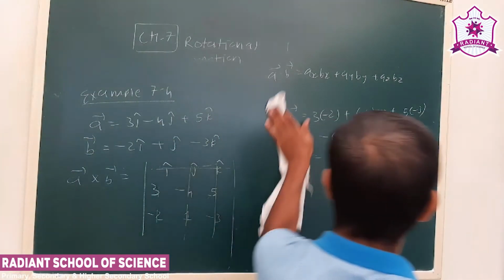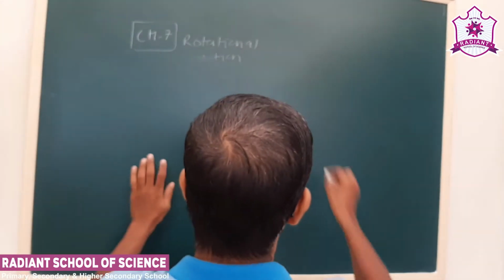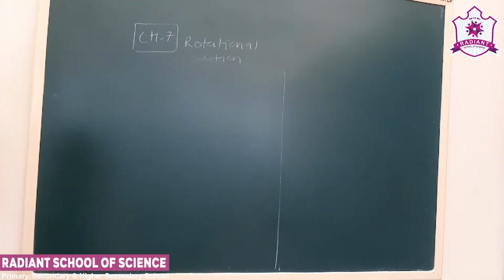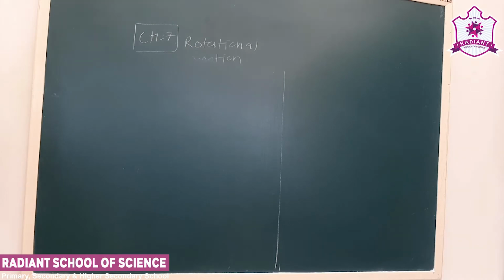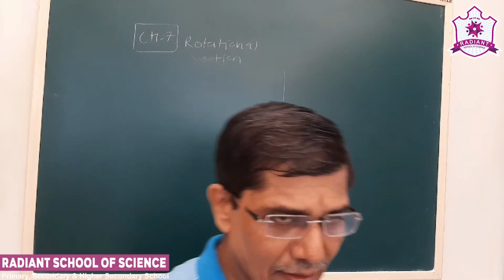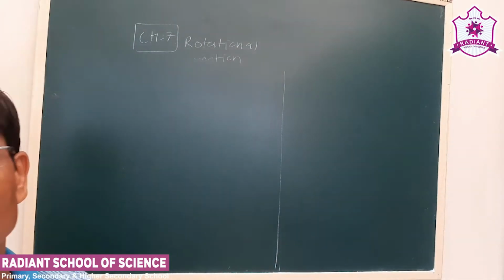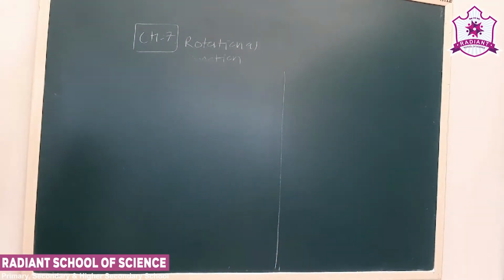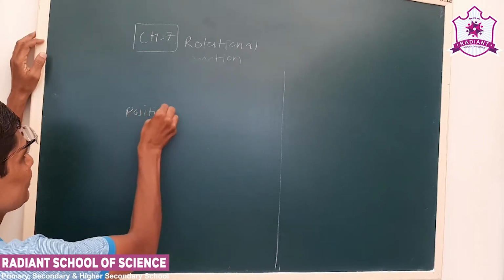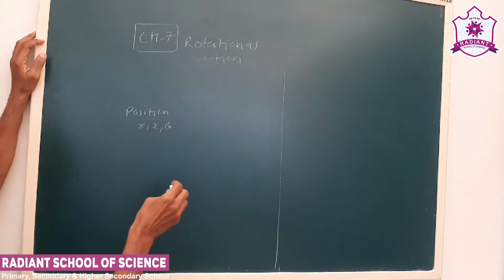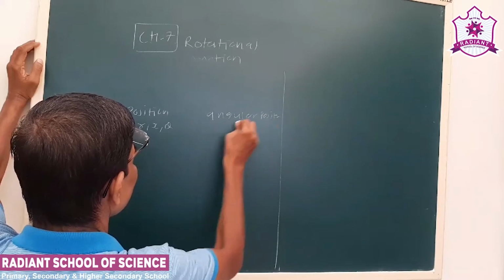Now the vector products are used in a number of derivations of physical quantities like torque and angular momentum. In the beginning of the lesson we studied the relation between the physical quantities we come across in linear motion and rotational motion. In linear motion we have position r or x; here we have angular position theta.